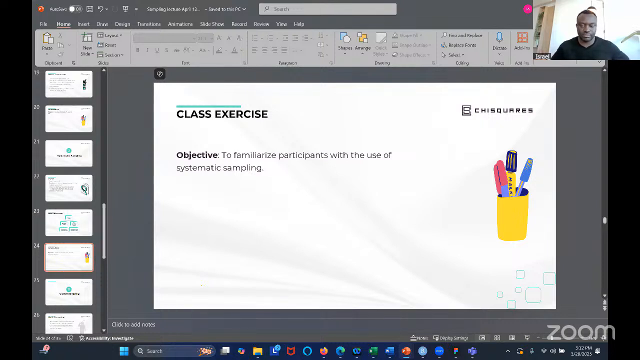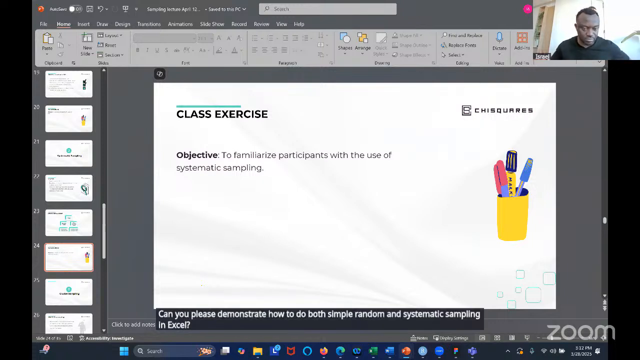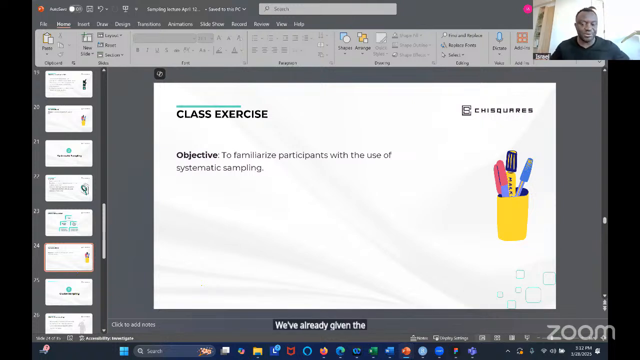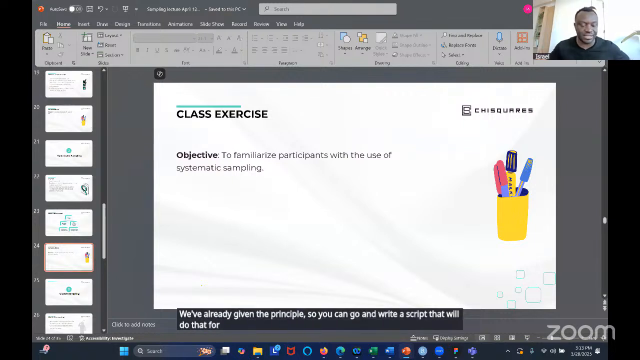Okay. There is one here I think you spoke a little bit about. Can you please demonstrate how to do both simple random and systematic sampling in Excel? We've already given the principle, so you can go and write a script that will do that for yourself in Excel. But I think we've already explained also how to do systematic in Excel.